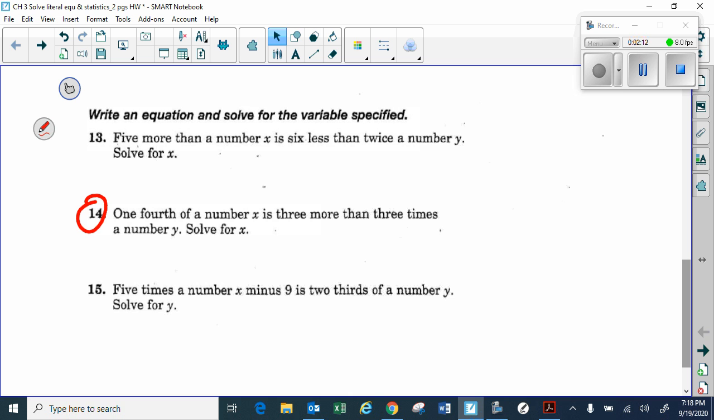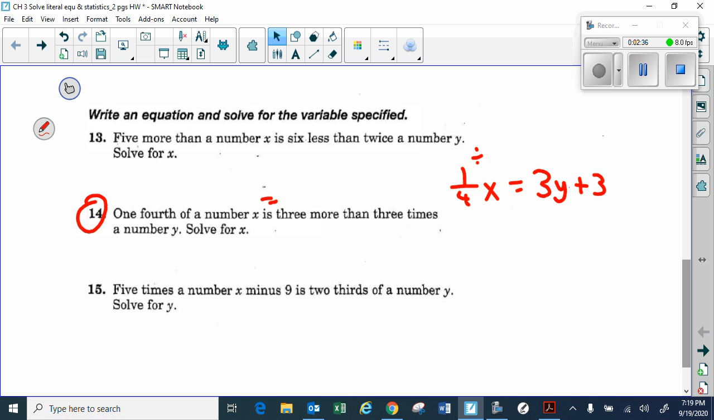Let's go 14. 1/4 of a number x is, remember, is means equals in math, 3 more than 3 times the number y. 3y plus 3. Solve for x. So I'm going to solve this for x. Notice I only have one thing. This is 1/4 times x.